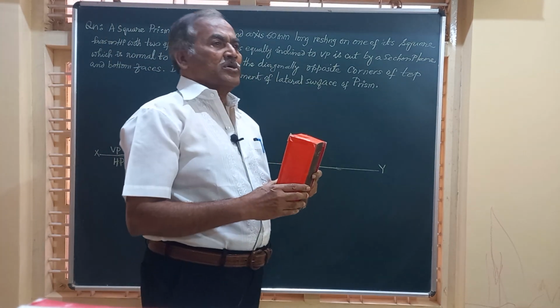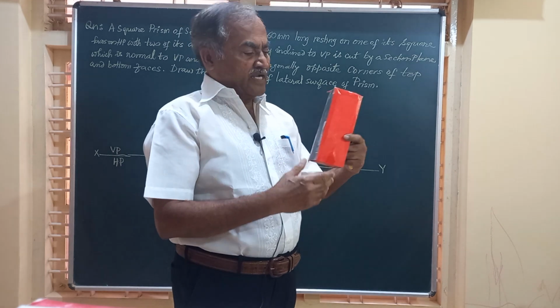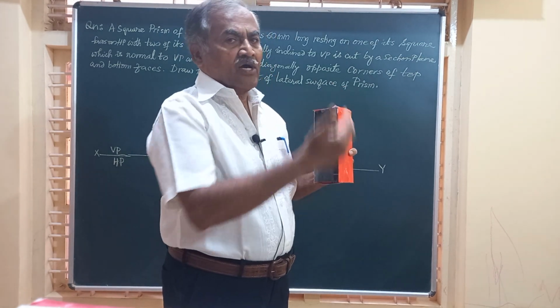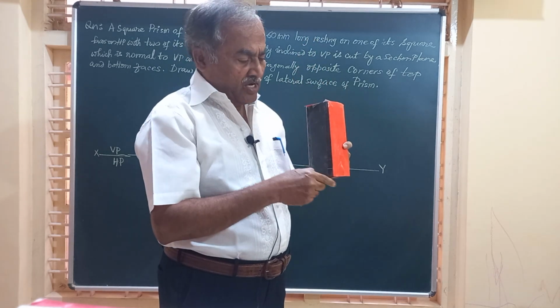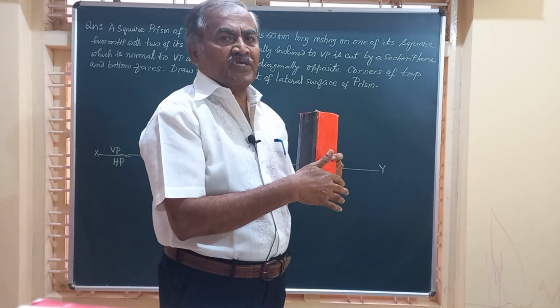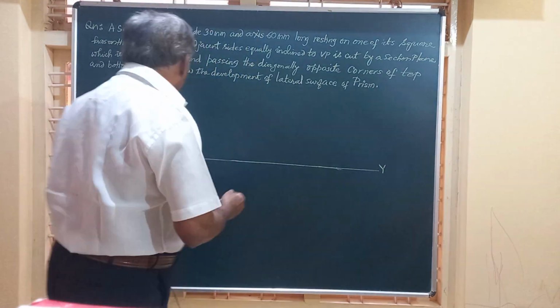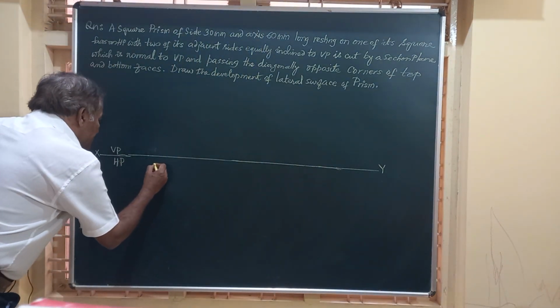So what do we do? We will initially place the object on HP such that two of these rectangular surfaces are equally inclined to VP, or two of the base edges of this are equally inclined to VP, and obtain the top and front views of the prism.